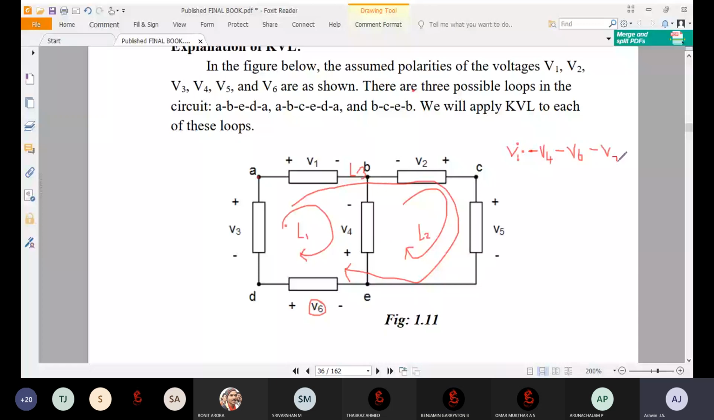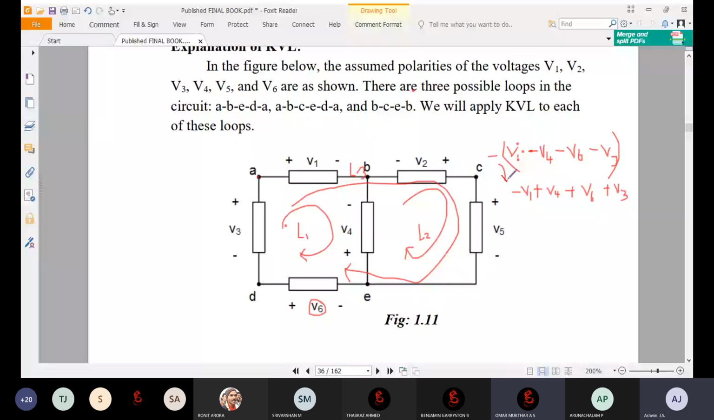Suppose you are considering V1 as negative, then I will change everything. This is minus V1, and V4 should be represented in opposite polarity, so plus V4, and similarly plus V6, plus V3. So simply you can change the sign of everything based upon our convenience. Okay, in the first equation I represent V1 as positive, so the remaining will be negative. In the second case V1 is negative, so the remaining should be positive. Why? Because the sign is changing.